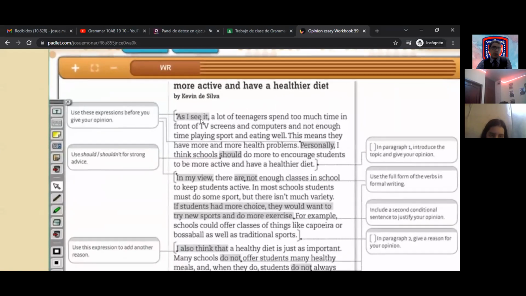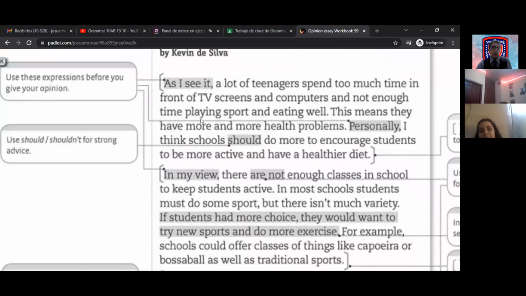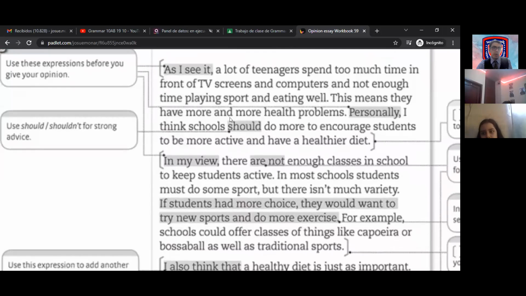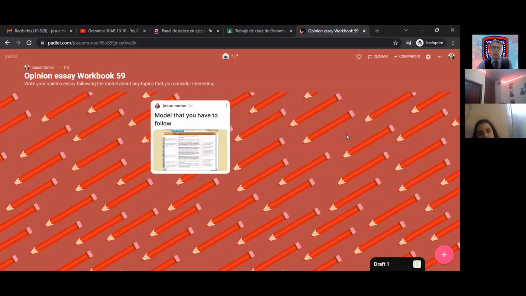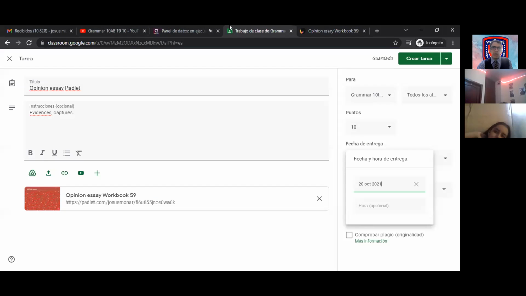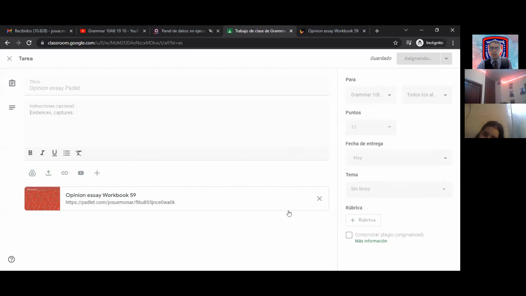Please, you can see the words here that have been highlighted. You need to include that kind of words too. That's the purpose of the exercise, okay? So that's all for now. So look, that's it, I think. And you can send the task right now. Please don't forget about it.